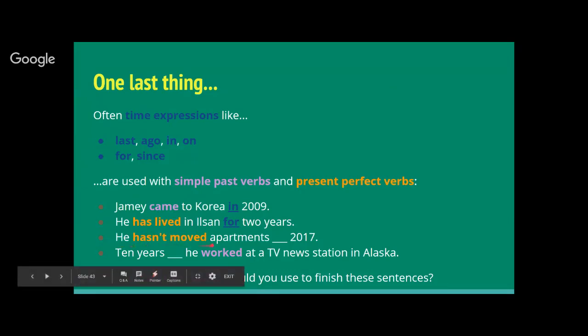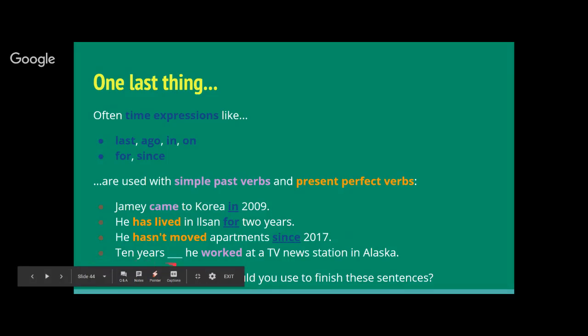Third sentence. He hasn't moved apartments blank 2017. Okay, let's go ahead and check. Since 2017. So usually with since, it's usually some date like since January, since yesterday, since 2001, something like that.